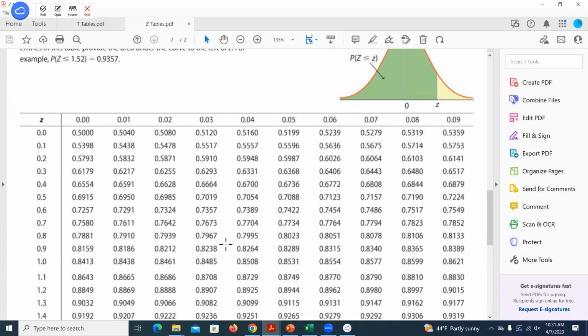I needed to know what the area to the right was, and then I was going to multiply it by 2. So 1 minus 0.8238, what, 0.1762. Multiply that by 2. I'm going to end up with a p-value that's pretty close to 0.34 if I round it. So I only reject the null if that p-value of 0.32 is going to be less than alpha.